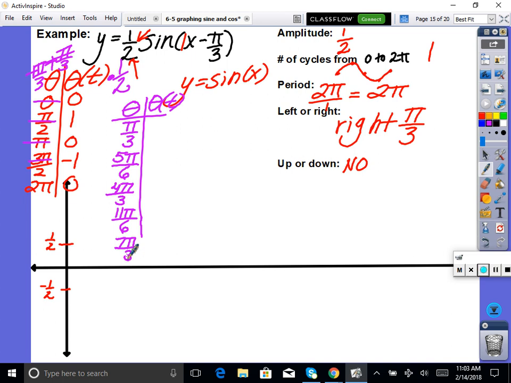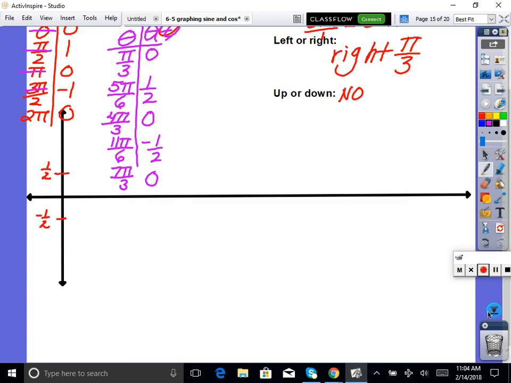0 times a half is 0. 1 times a half is a half. Then negative 0 is 0, negative a half, and then 0. Now look, there's literally x, y points for us to graph. So literally, you would go in then and make your tick mark. Our first tick mark is at pi thirds. Our next one is at 5 pi 6. The next one's 4 pi thirds, and so on.